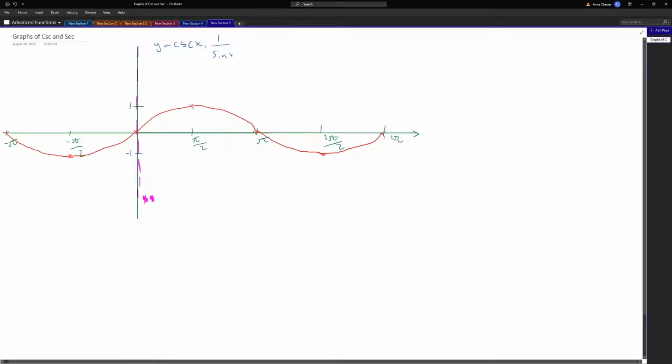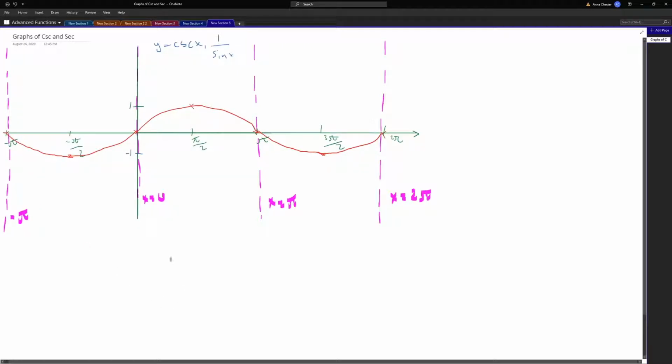This is x equals 0. This is x equals pi. And then we have 2 pi. Sorry, that wasn't straight. And this is x equals 2 pi. And then our last one is at negative pi.